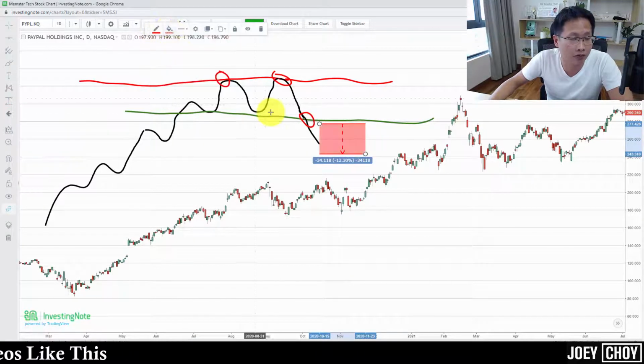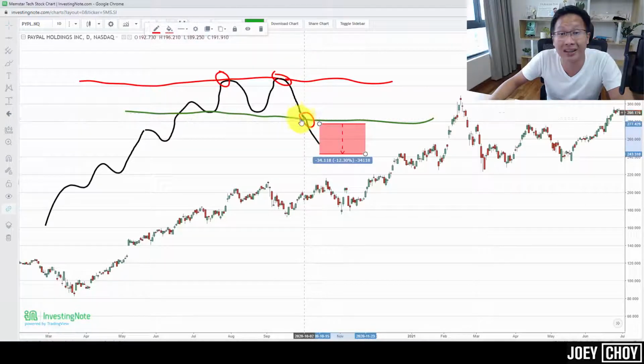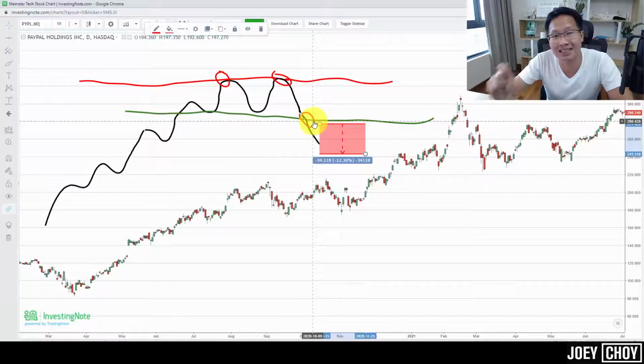We want to wait for a firm breakdown of this double top, of this support level, before we take a trade. That means we want to see a close below that support level on strong volume. That is a sign that this double top pattern has formed completely, all right?